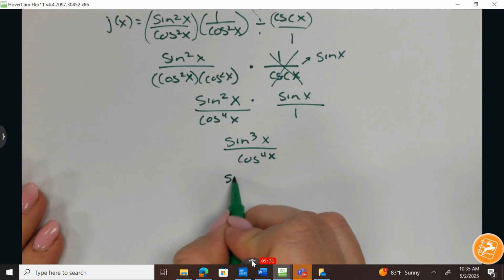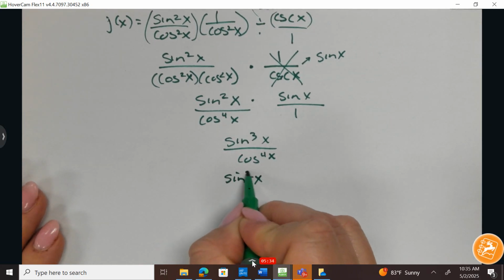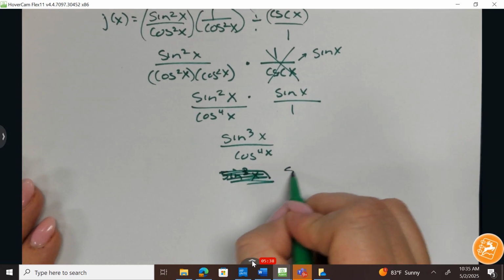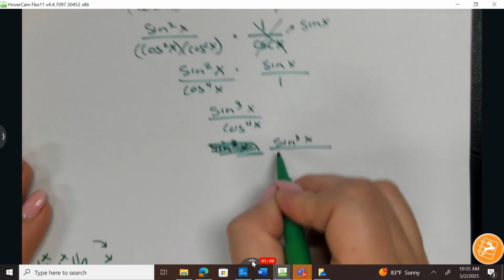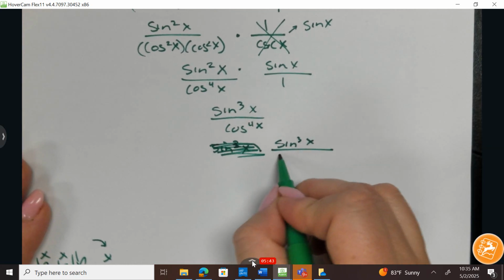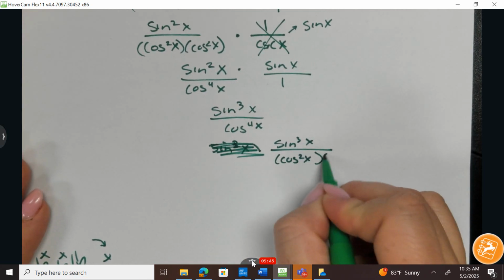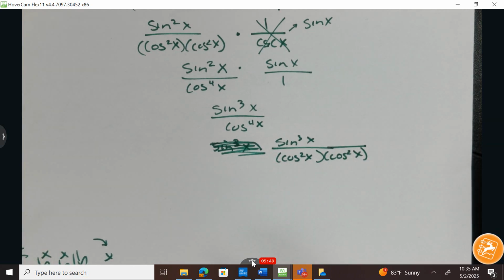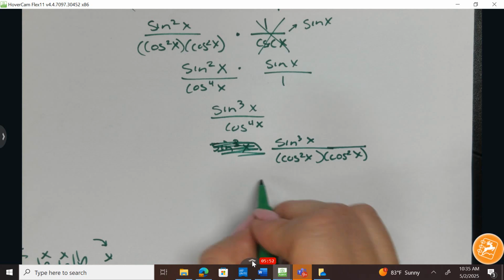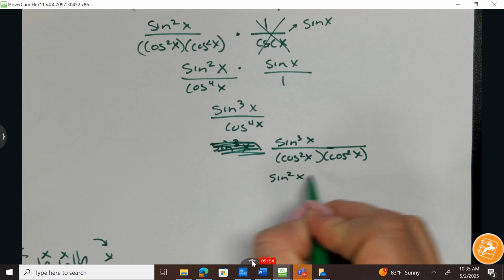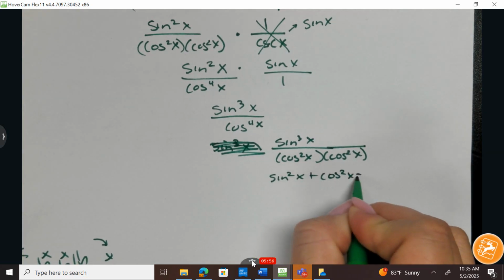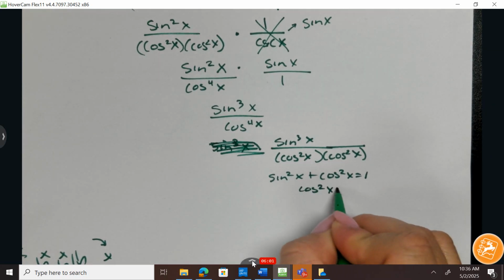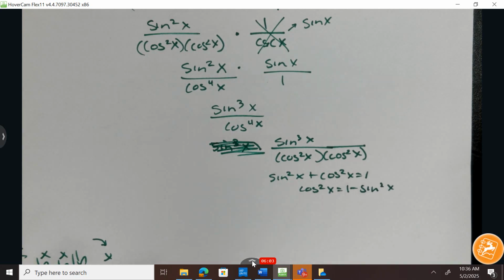So I'm going to rely on what I know. I know that I have sine cubed x, and let me go back and write this as 2 groups of cosine squared, so cosine squared x and cosine squared x. Now the reason I'm doing that is I know that the most common Pythagorean identity is sine squared x plus cosine squared x equals 1. And so I could rewrite cosine squared x as 1 minus sine squared x.